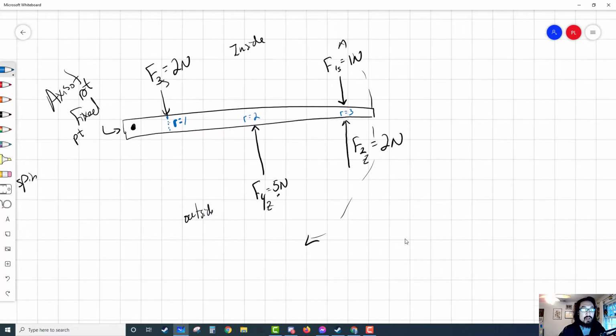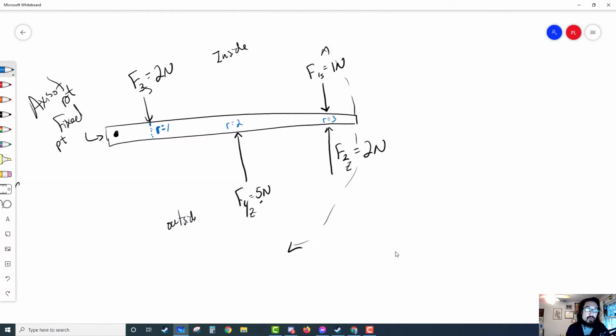Okay, so given a problem like this, what you have to do is find the net torque. Okay, more letters. Net torque. What is it? All right, so net torque, in this case, it's all the torques added up. So it'll be torque 1 plus torque 2 plus torque 3 plus torque 4.